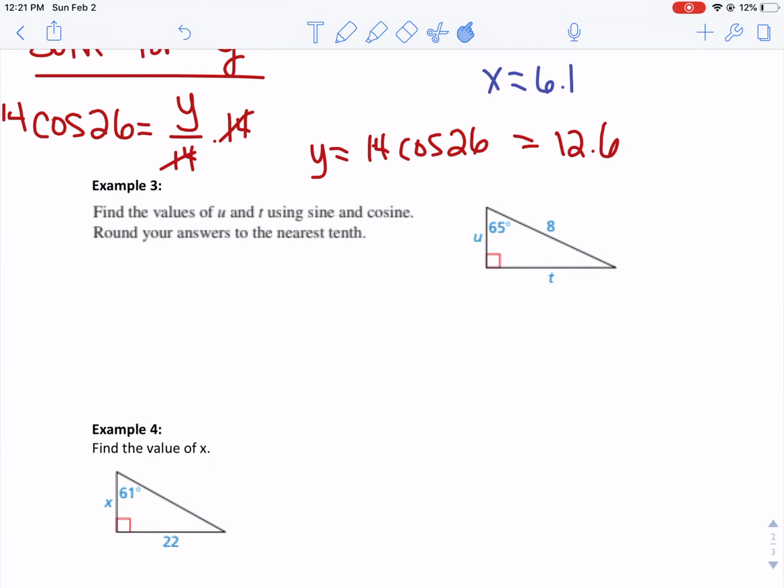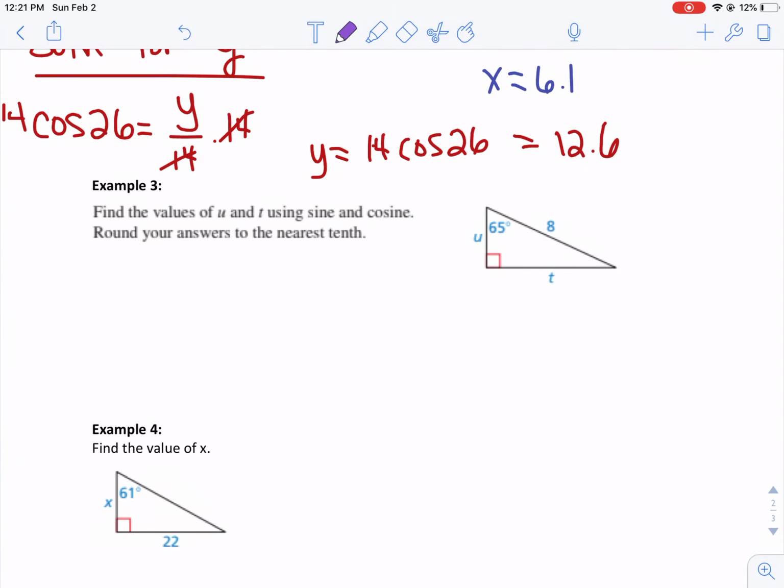I thought this was my last example, but I actually have two left. So we're going to do two more examples. So the first one, it says find the values of u and t using sine and cosine. So this is the same as what we just did. So it tells you to use sine and cosine.